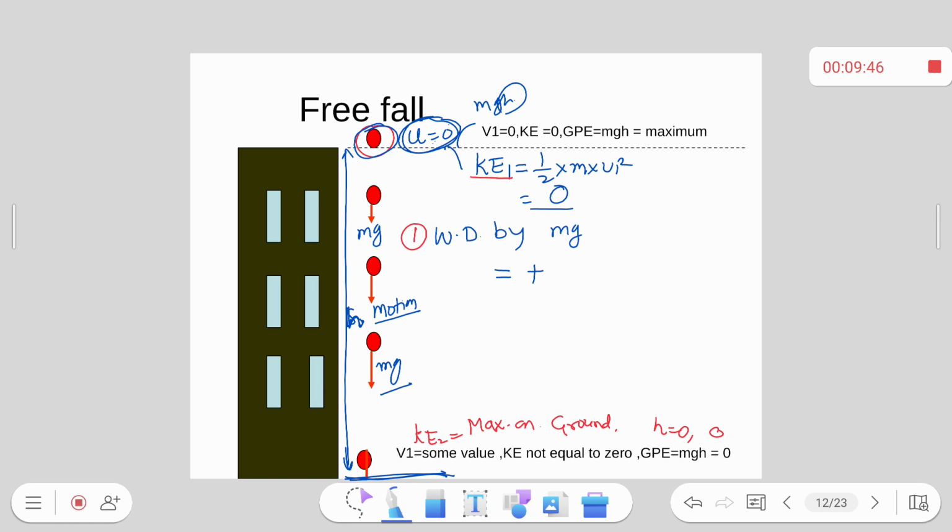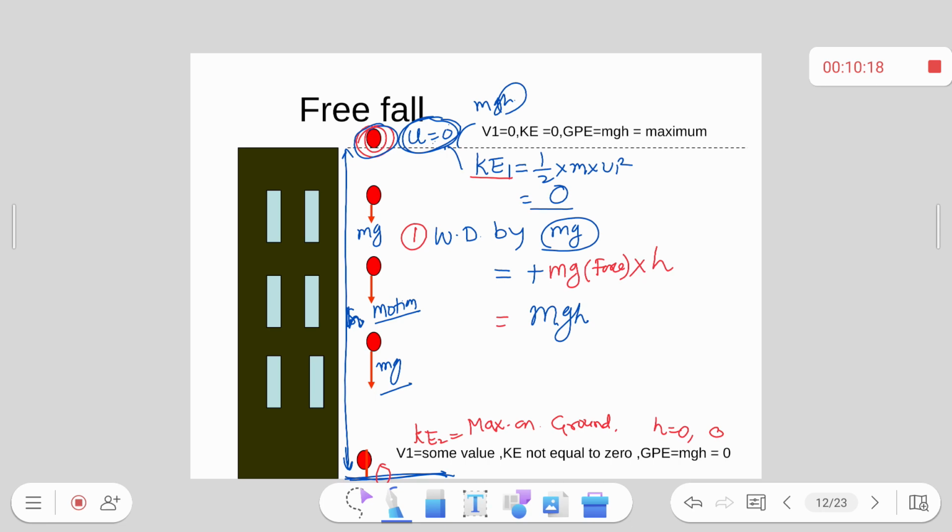Work done may be negative, may be positive. Mg is a force, isn't it, which is applied on the ball, into the displacement from this to ground. The displacement is h. So here my work done is mgh by the gravity force mg. So this is the work done on the ball.